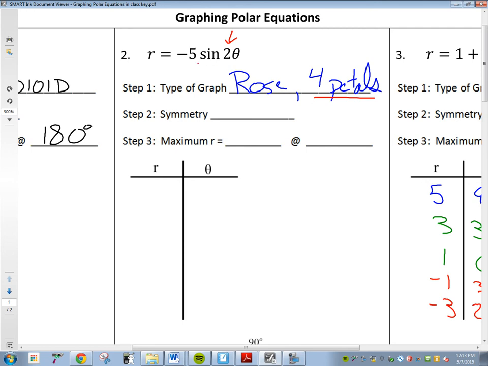The symmetry talks about what trig function is being used. Since it's a sine function, we're thinking sine means y, so it has y-axis symmetry. To find our maximum, think we are plugging something in here for sine 2 theta. What number could I plug in there for sine 2 theta that would make this as big as possible? Your choices, remember, are 1 or -1 because sine functions fluctuate between 1 and -1. So -5 times -1 is going to make this a positive 5 for my maximum.